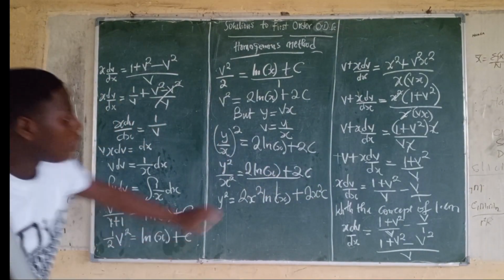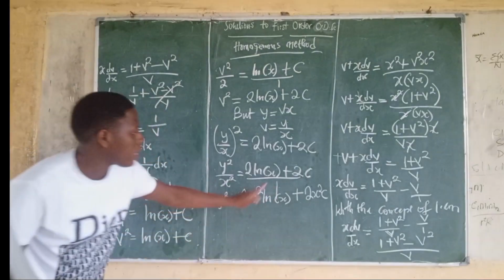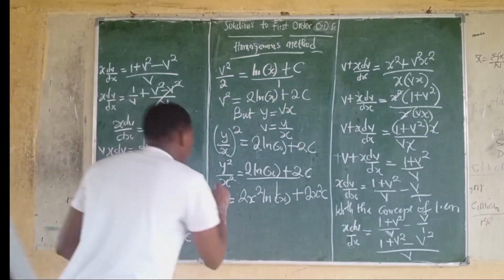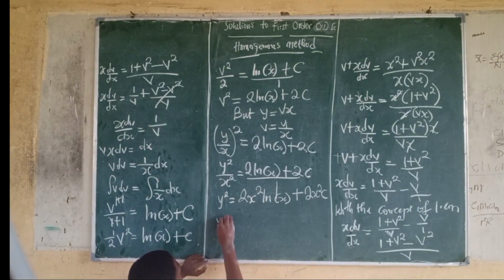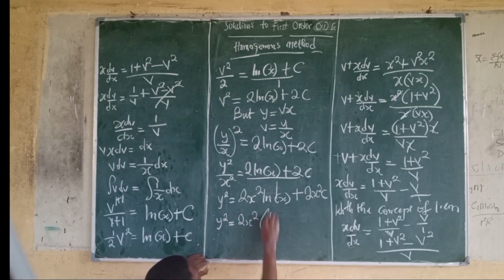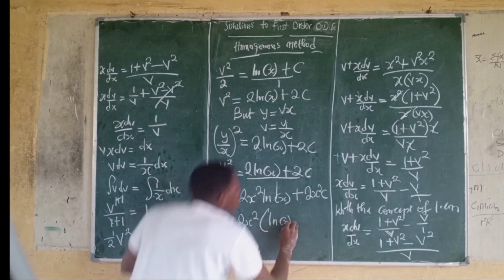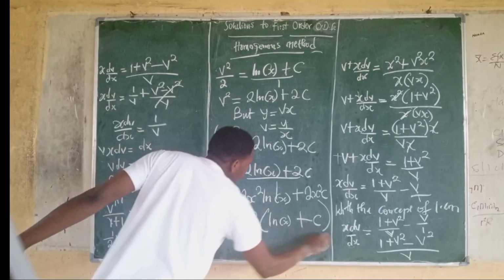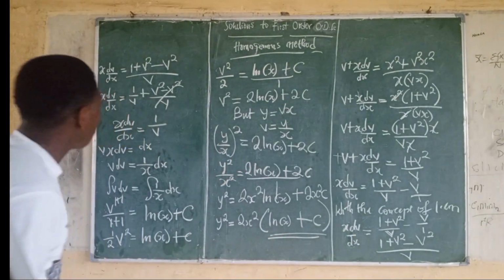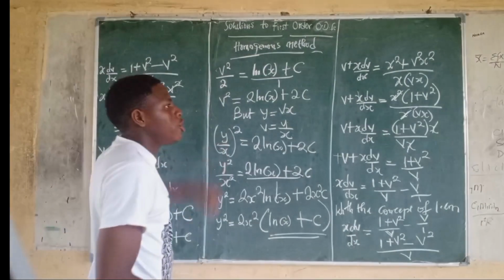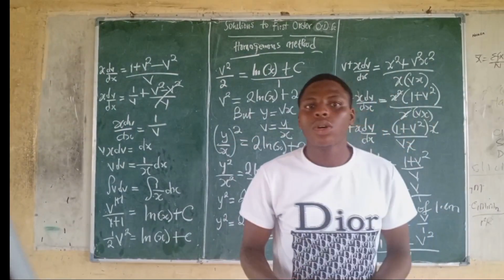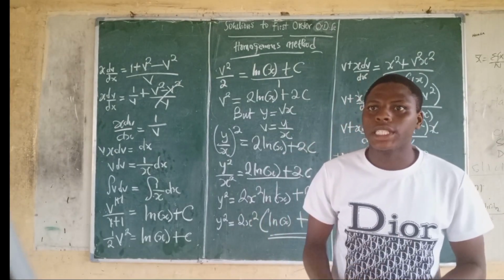So what do you think we can factor out? We can factor out 2x squared because we have 2x squared on both terms. So this can be written as y squared is equal to 2x squared bracket ln x plus c. So you solved this equation using your homogeneous method. So we've come to the end of solutions to first order ordinary differential equations.